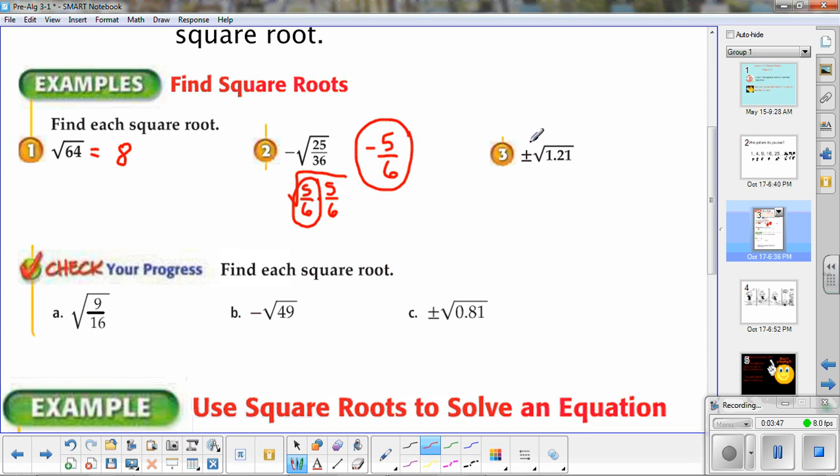Now in example 3, this out front indicates that we want both the positive and the negative square root of 1 and 21/100ths. So our final answer is going to be both the positive and the negative. And we have to figure out what number times itself is going to give us 1.21.